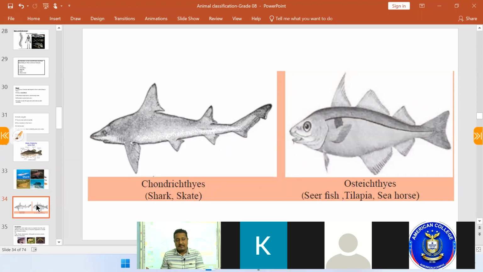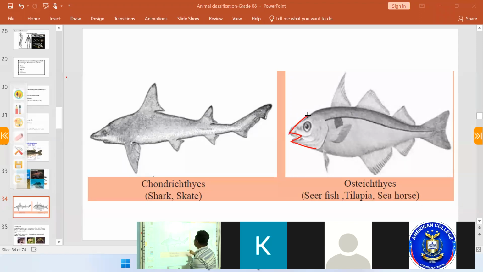But all other fishes have bones in their body. They are bony fish. When we eat, we have to remove the bone and eat the flesh. So there are two types of fishes, cartilaginous fish and bony fishes. In bony fishes, the mouth is at the center. But in cartilaginous fishes, the mouth is at the bottom. In cartilaginous fishes, the gills are not visible from outside.